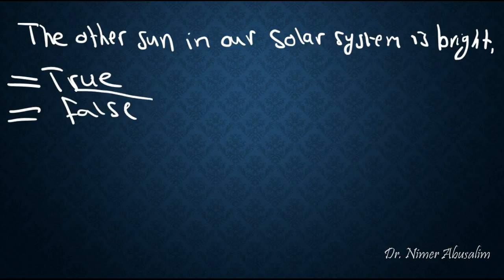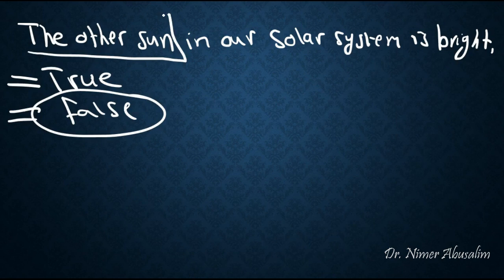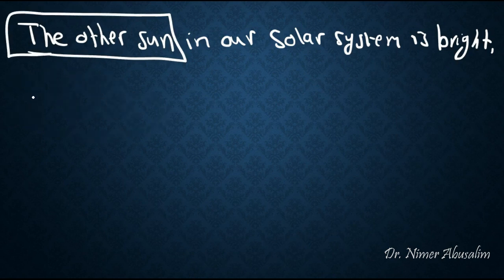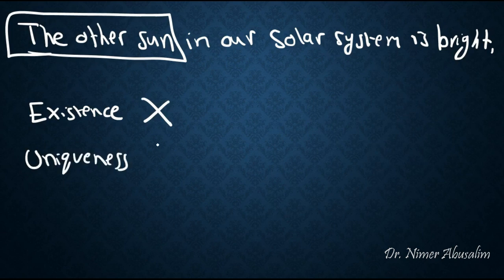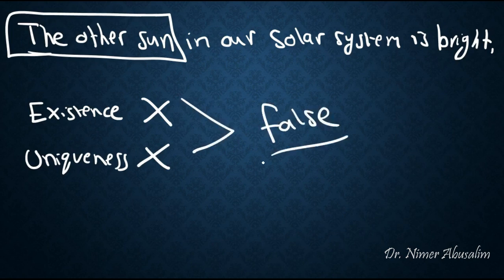Actually, the sentence is false. Why is that? The other sun here is a definite description that we are talking about. Now we're going to apply Russell's two conditions for definite descriptions. It already fails when it comes to the first one. There is no other sun, and so it fails the condition of existence. How about uniqueness? Well, since it doesn't exist, it can't be unique at all. So it fails there too, and the result is a false sentence.